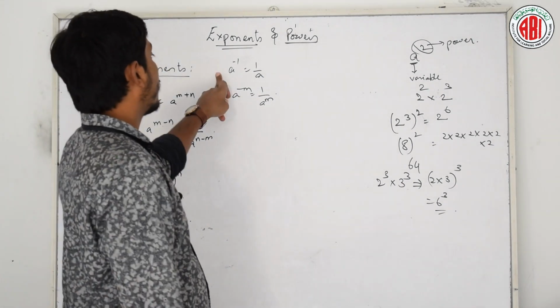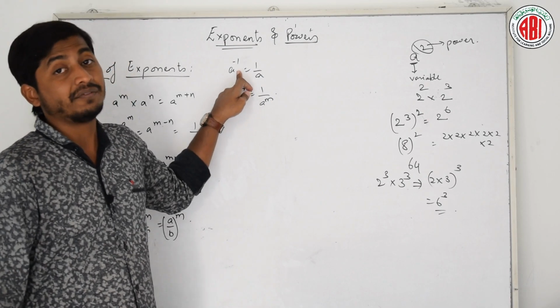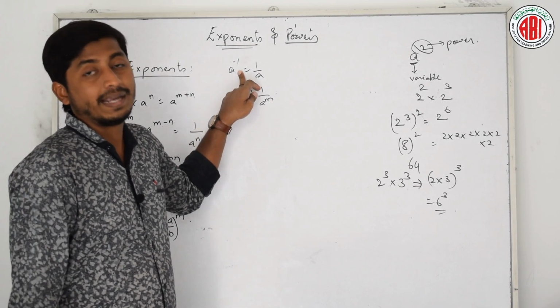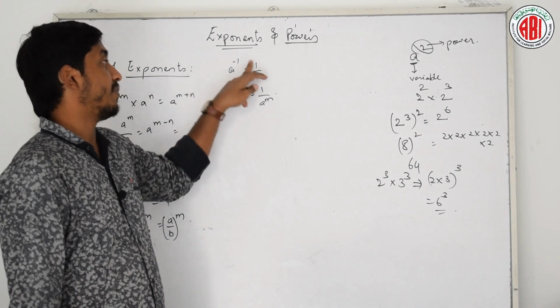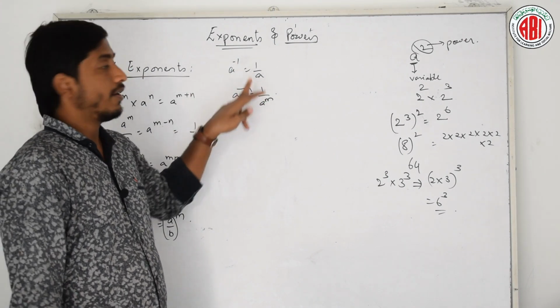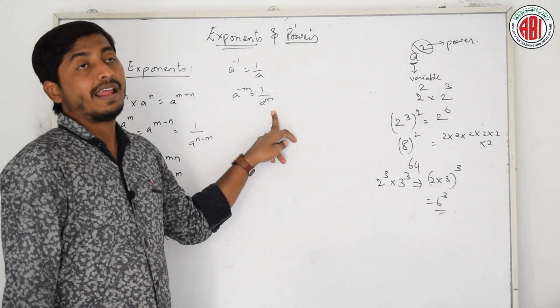Fine. And one most important thing, we know that a power minus 1 is popularly called the inverse, which is the multiplicative inverse. That is, a power minus 1 can be written as 1 by a. On the same lines, a power minus m can be written as 1 by a power m.